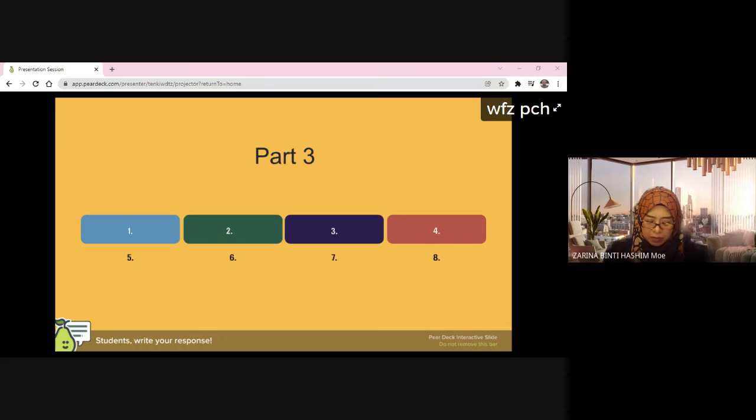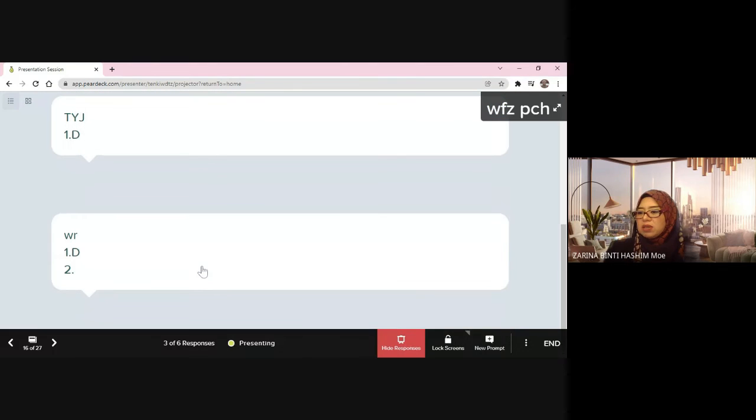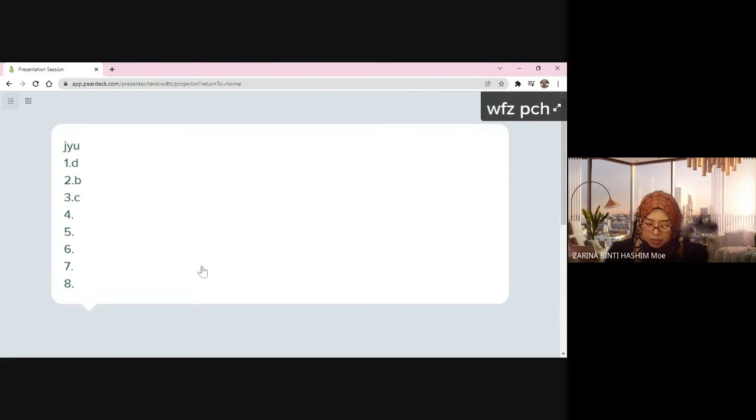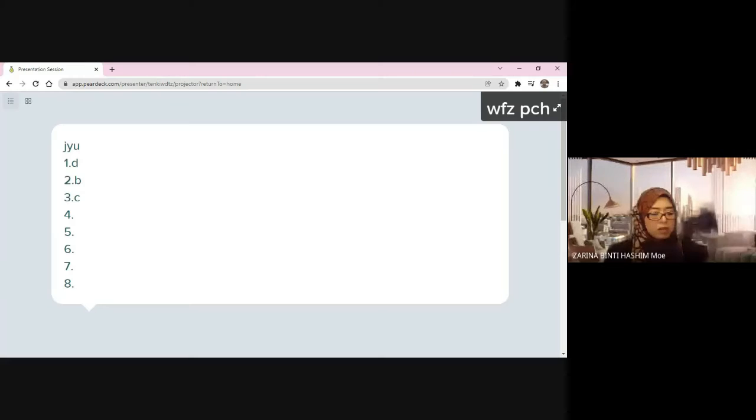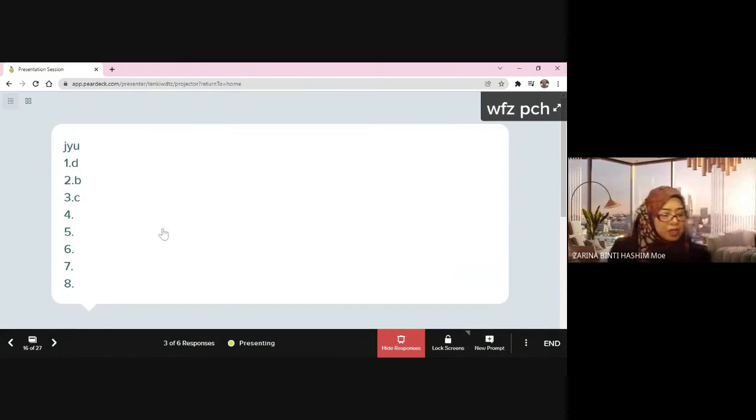Number 1, in paragraph 1, what does the writer mean by the phrase "if it was a country, Facebook would be the world's largest country by population"? D, correct. Most of you answered D. Yes, correct. Number 1 is D. Number 2, in paragraph 2, which of the following is true about Facebook? They want the truth. Did you answer B?